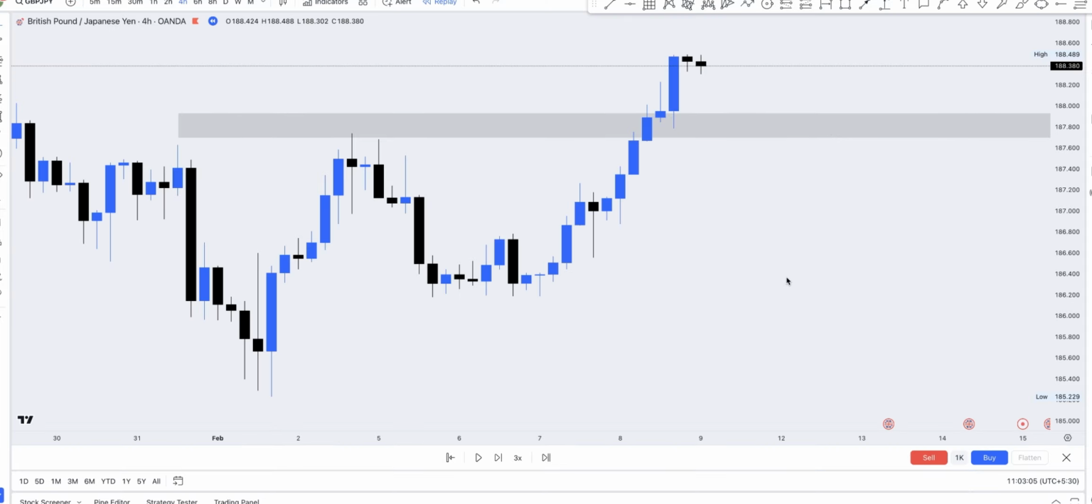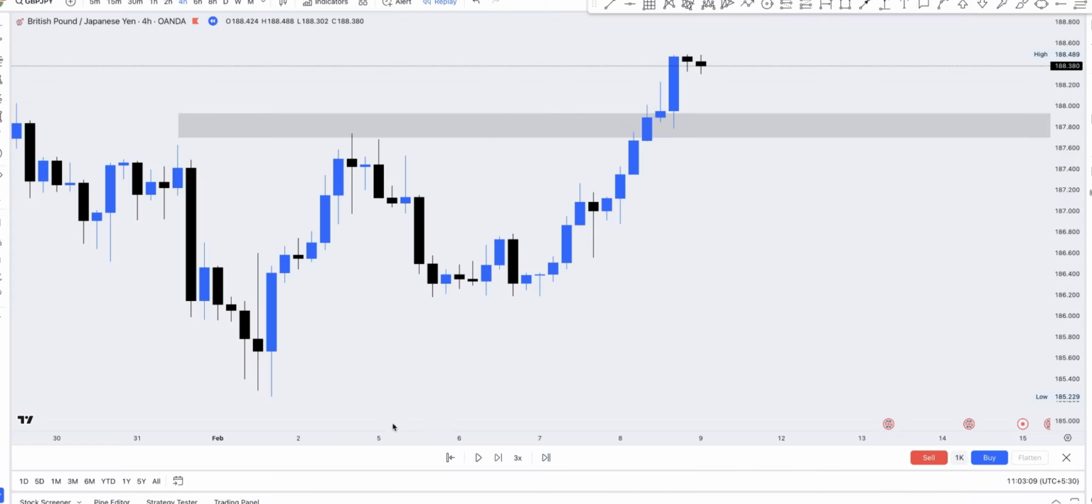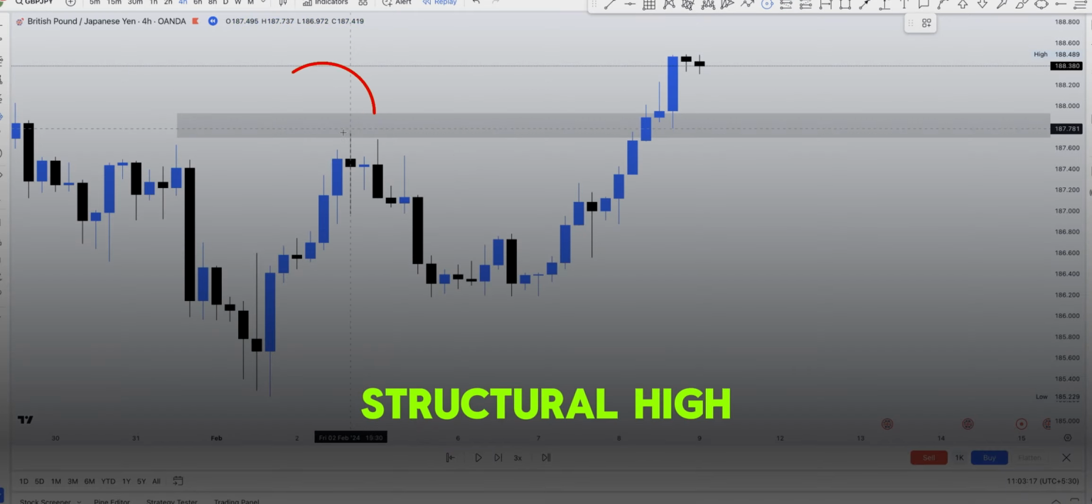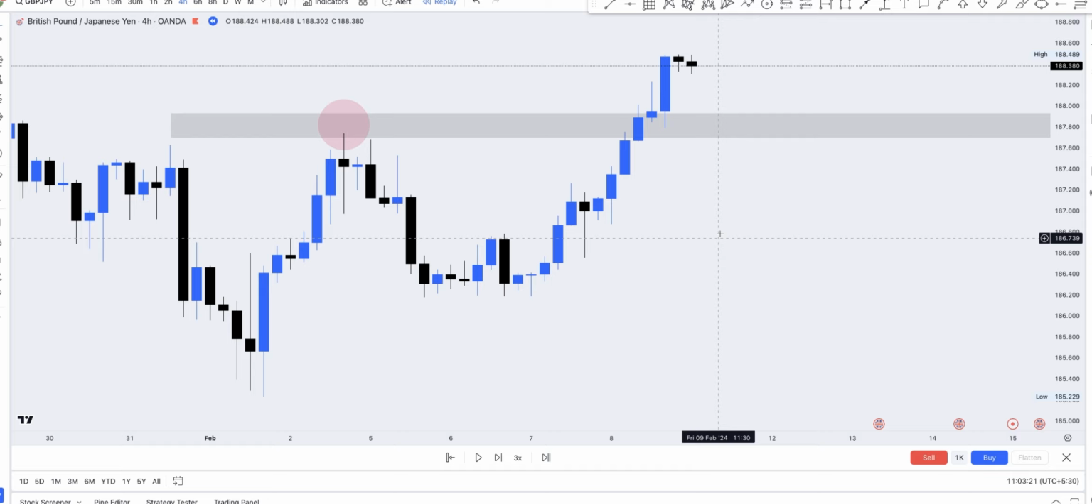Now let's look at an example of the break and retest in an uptrend market. So here you can see that price has been moving in an uptrend, creating a series of higher highs and higher lows, and this point has now become our structural high, which is also our point of value, or where our key interest will be.